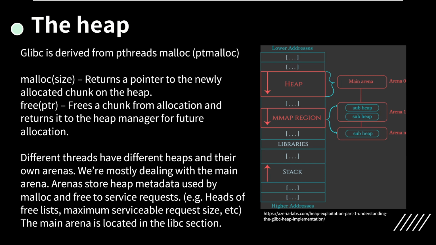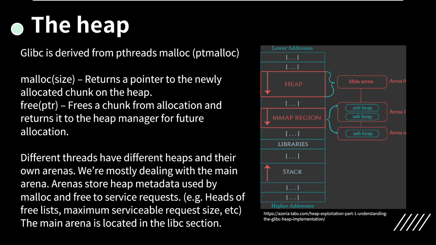I talked about this briefly: different threads have different heaps and their own arenas. We're mostly going to be dealing with the main arena today. We'll cover what arenas are, but they basically store heap metadata that is used by malloc and free to service requests. A very important example would be the heads of free lists, because malloc doesn't keep track of the linked list anywhere specific in memory. It just keeps track of the head, and we're going to figure out how we can abuse that later.